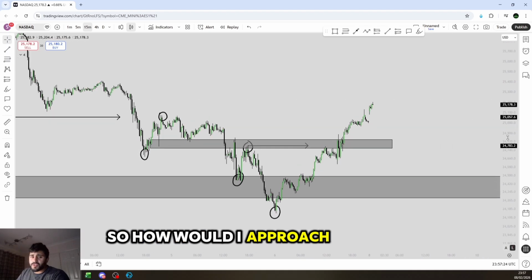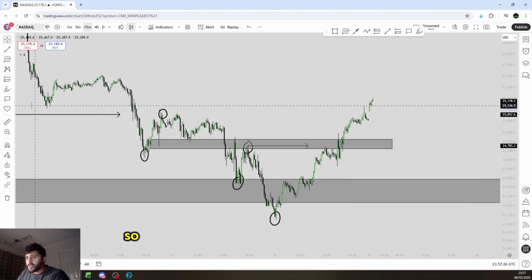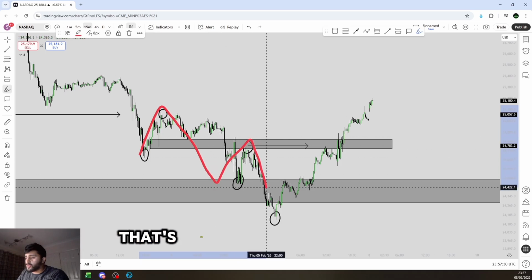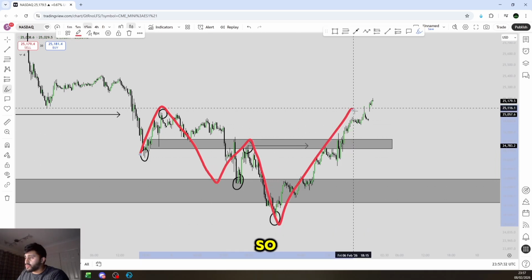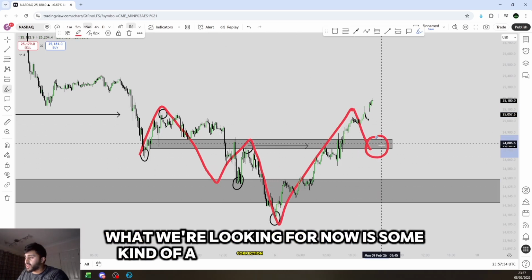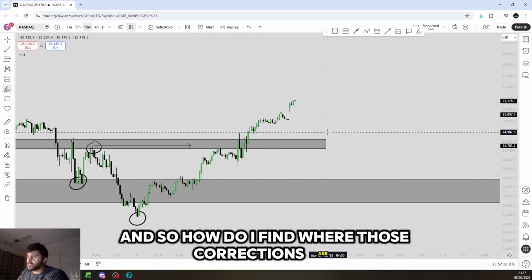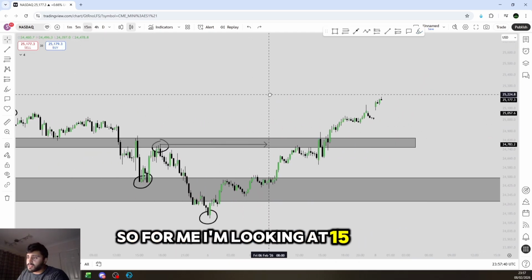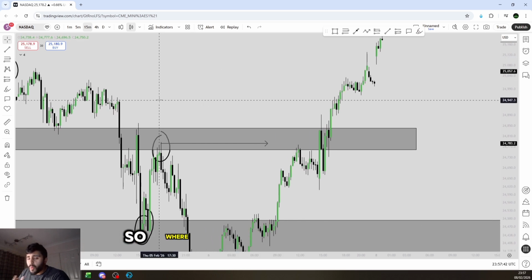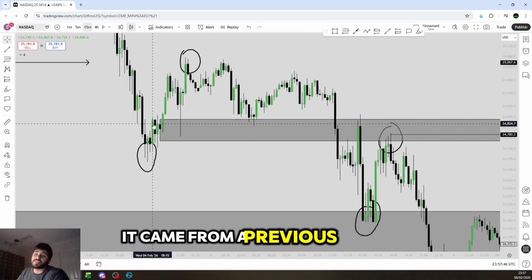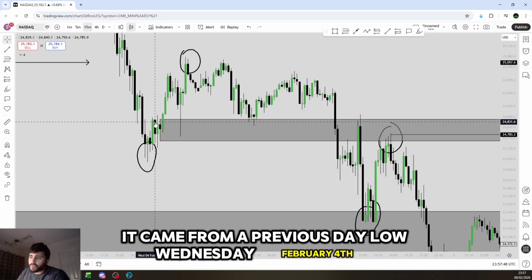So how would I approach NASDAQ in terms of daily bias? What I can see here again is we have the structure that's gone from bearish now to bullish. So what we're looking for now is some kind of a correction to go higher. And how do I find where those corrections are? For me, I'm looking at 15-minute fair value gaps. So where did this fair value gap come from? Well, it came from a previous day low, Wednesday, the 4th of February.